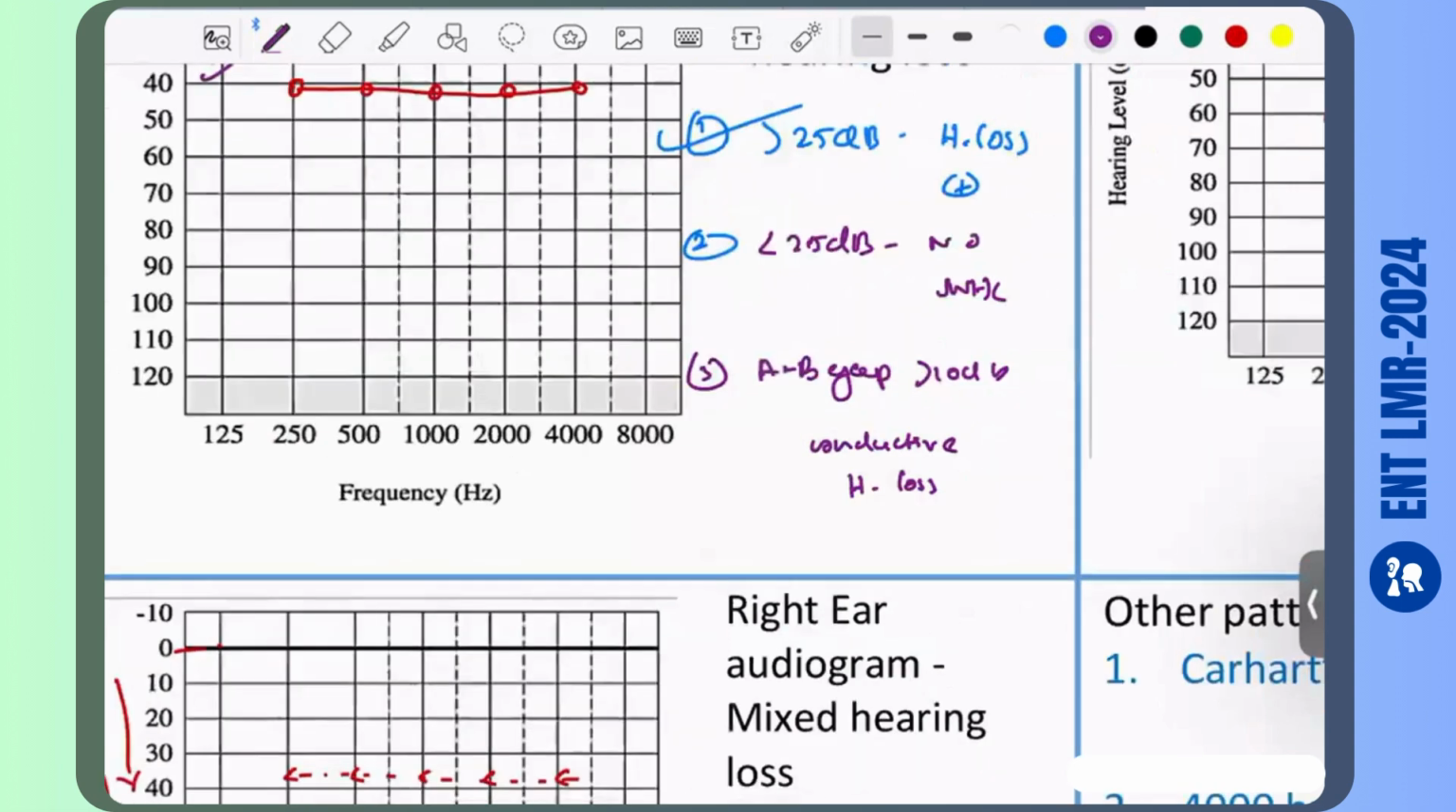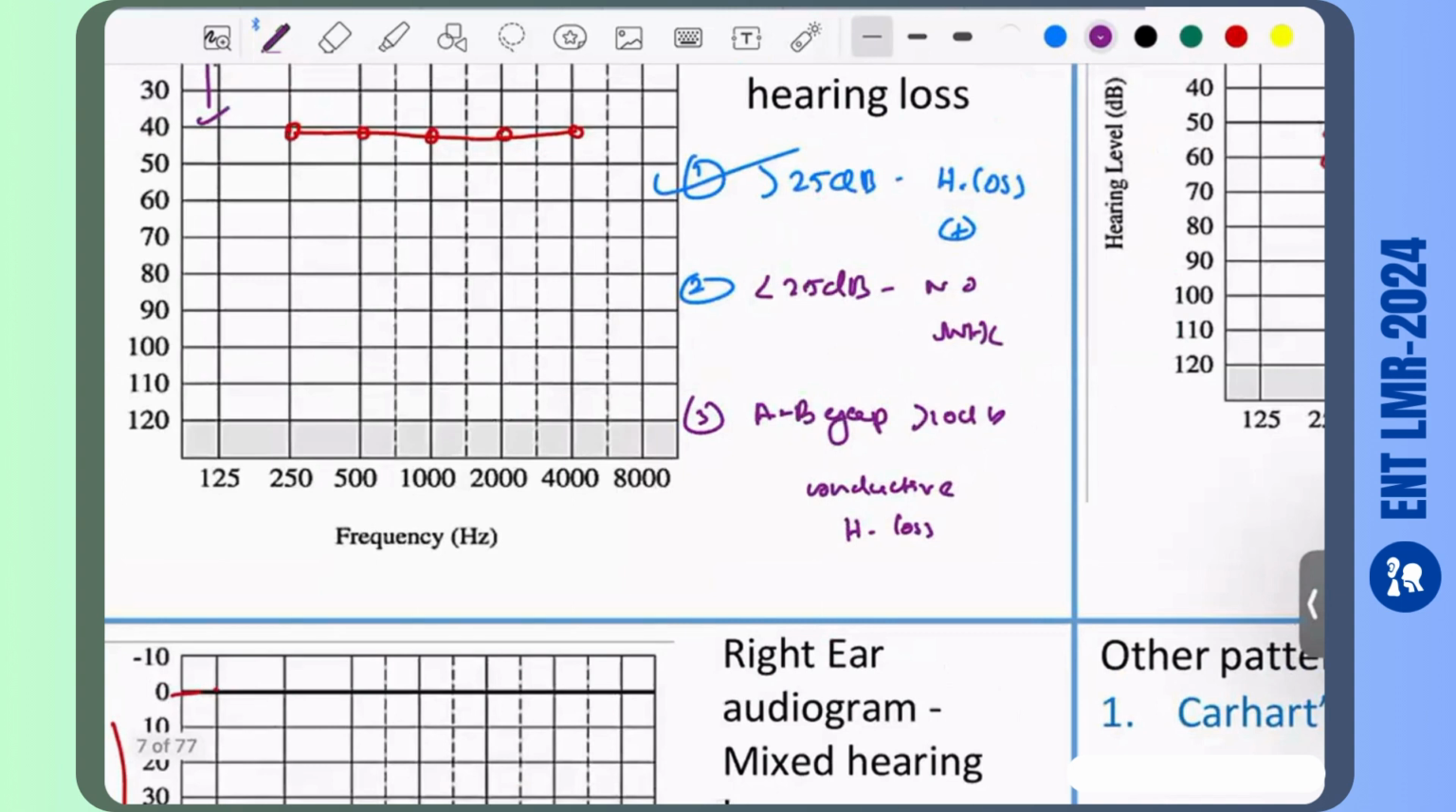Understood? Any doubt in that? If you have any doubt, you can ask. So 3 thumb rules. Thumb rule number 1, any curve. Thumb rule number 2, sensory neural hearing loss: broken lines less than 20 decibel, no sensory loss; more than 20 decibel, sensory loss is present. Third one, air bone gap: if it is less than 10 decibel, it is sensory loss; more than 10 decibel, it is conductive hearing loss.